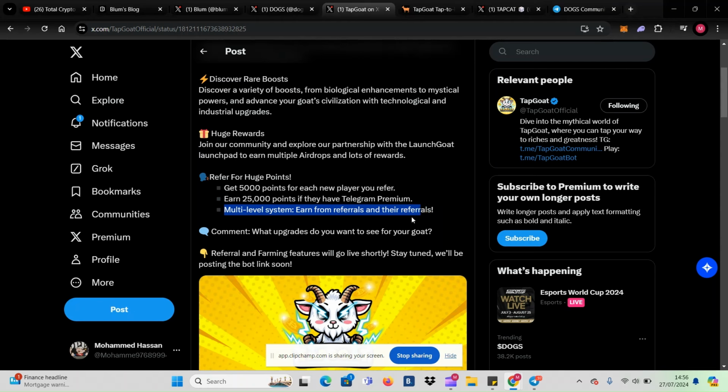So that's what I call a beautiful mechanism, where it's like a multi-level system, meaning that if you refer, say for example, one of your friends, you will then get 5,000 points. If one of them has a Telegram premium, guys, you earn more for each person that you recommend. And thereafter, whenever your friends refer more people, guess what, guys? You'll be able to earn a percentage of points from them and for their friends who they recommend.